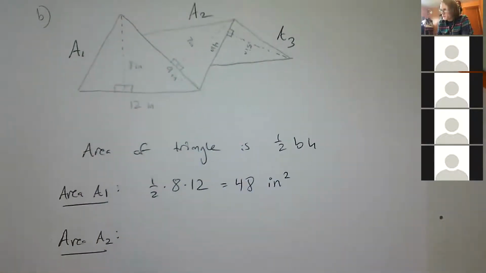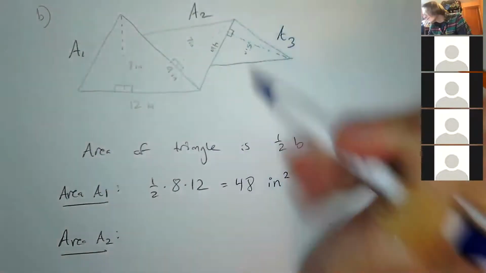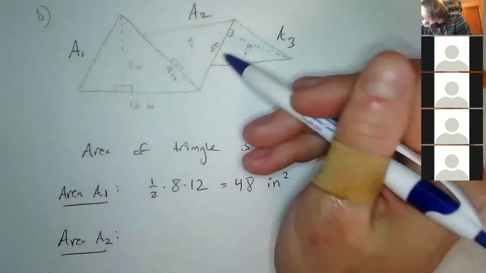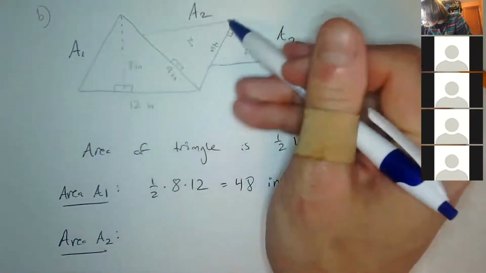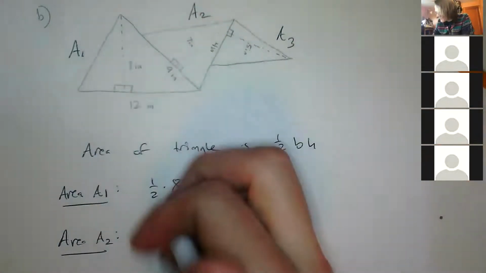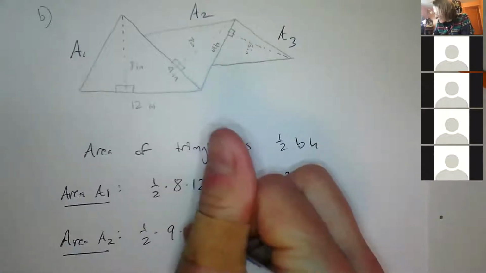Again, the same formula, but I kind of twisted it a little, right? And so now my height here is 4 inches, if you can't see that. And then the base, oh no, I'm sorry, I didn't read myself. The height's 7 inches and the base is 9 inches. So it's going to be 1/2 times the base, which I said was 9, times the height, which is 7.